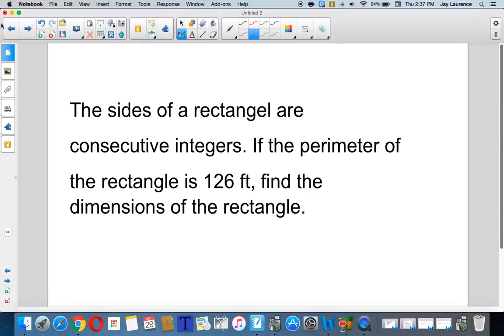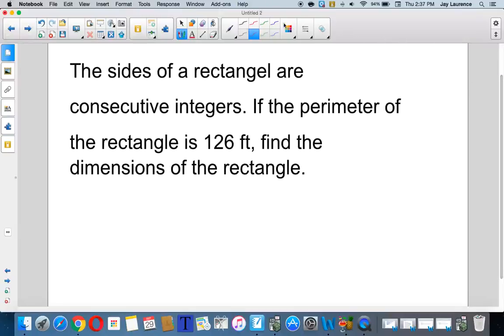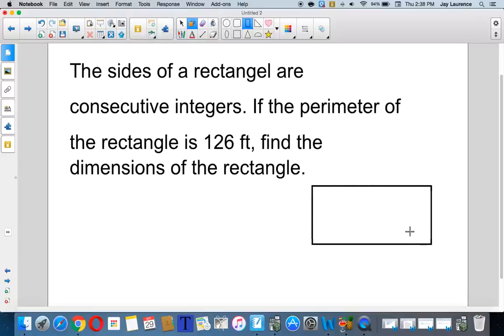All right, this one says the sides of a rectangle are consecutive integers. If the perimeter of the rectangle is 126 feet, find the dimensions of the rectangle. First thing I'm going to do on this one, I'm going to draw a picture. Yeah, I don't think my rectangle button works anymore. I want it to work, but I don't think it does. I'll give it a shot. Oh, yeah, I'm excited. It's working. It wasn't working last time I tried it.